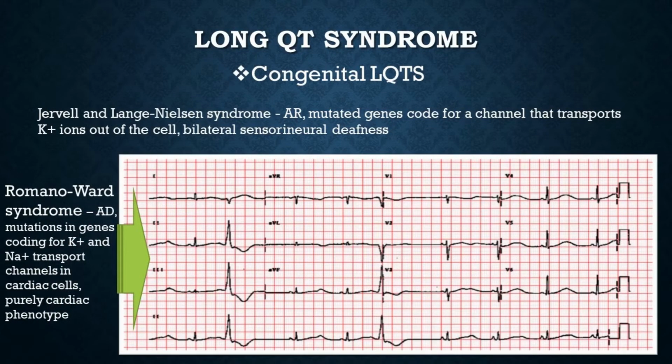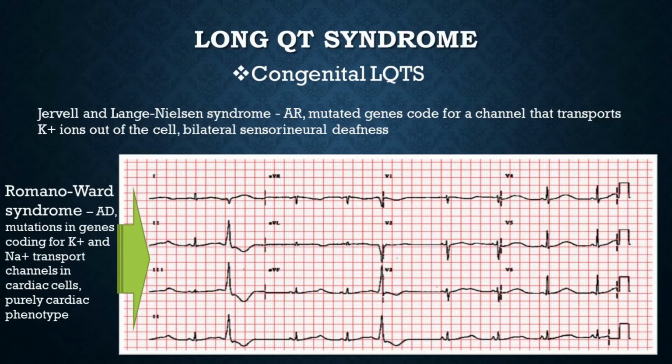Okay, let's start with the congenital conditions first. The most common autosomal dominant congenital syndrome is the Romano-Ward syndrome, and it has a purely cardiac phenotype. It's caused by mutations in genes coding for potassium and sodium transport channels in cardiac cells.